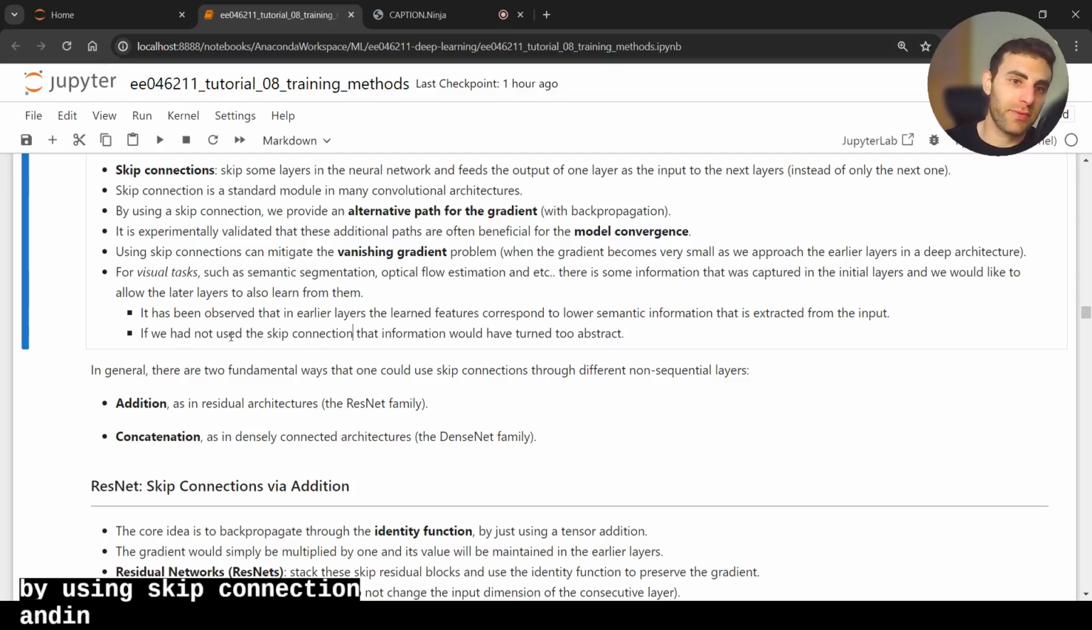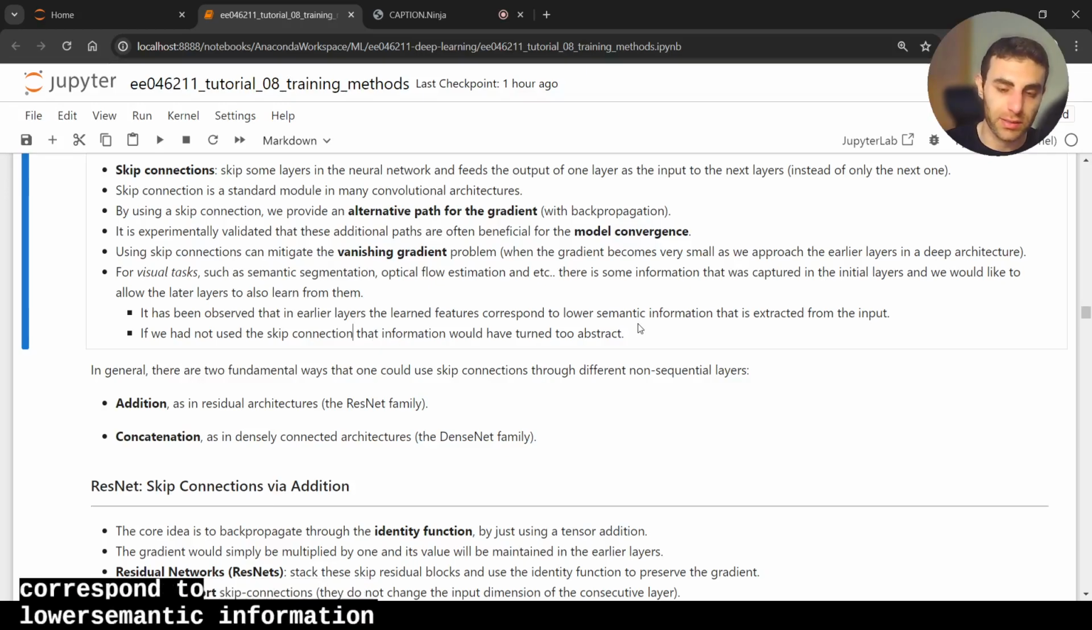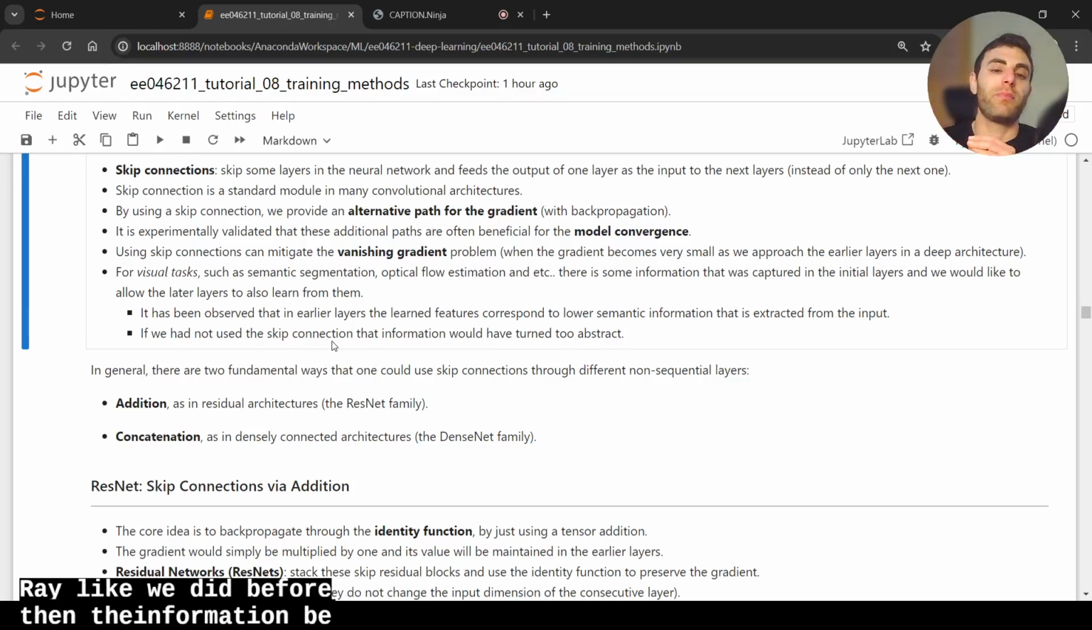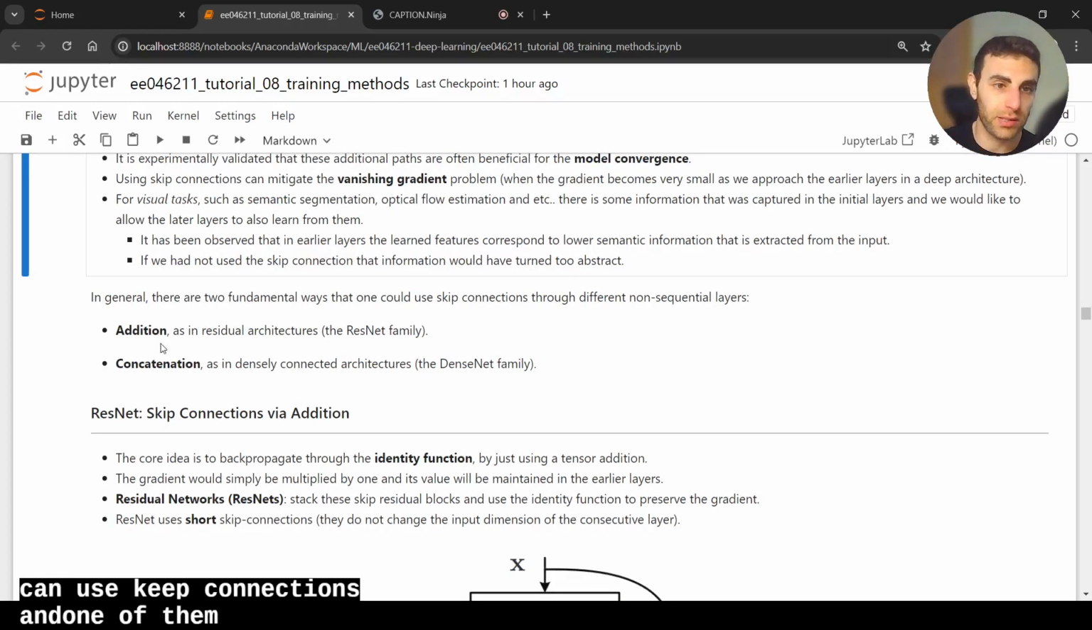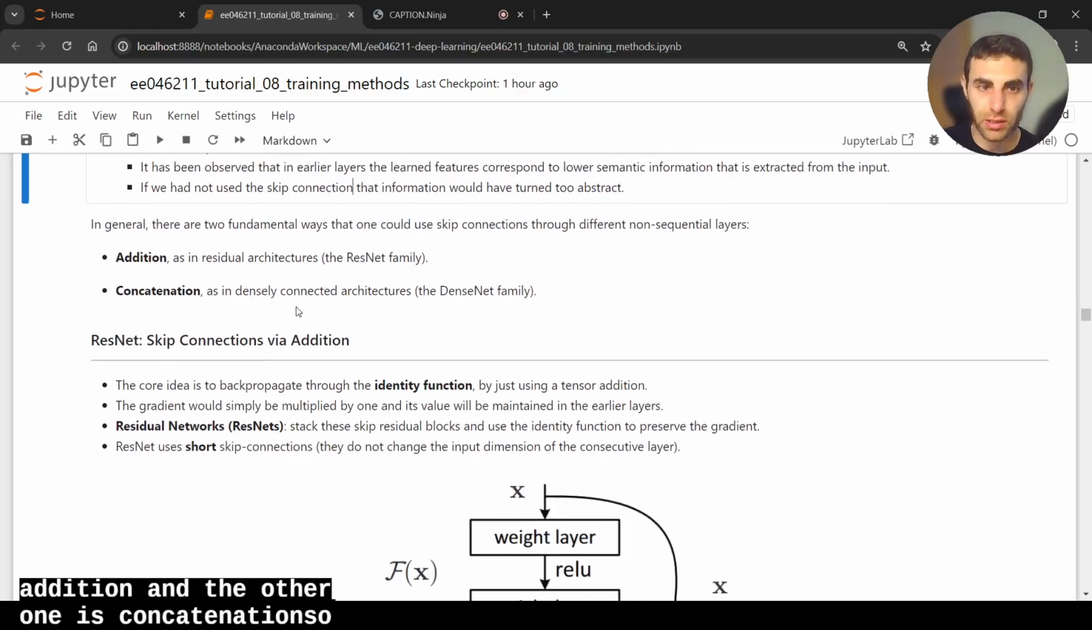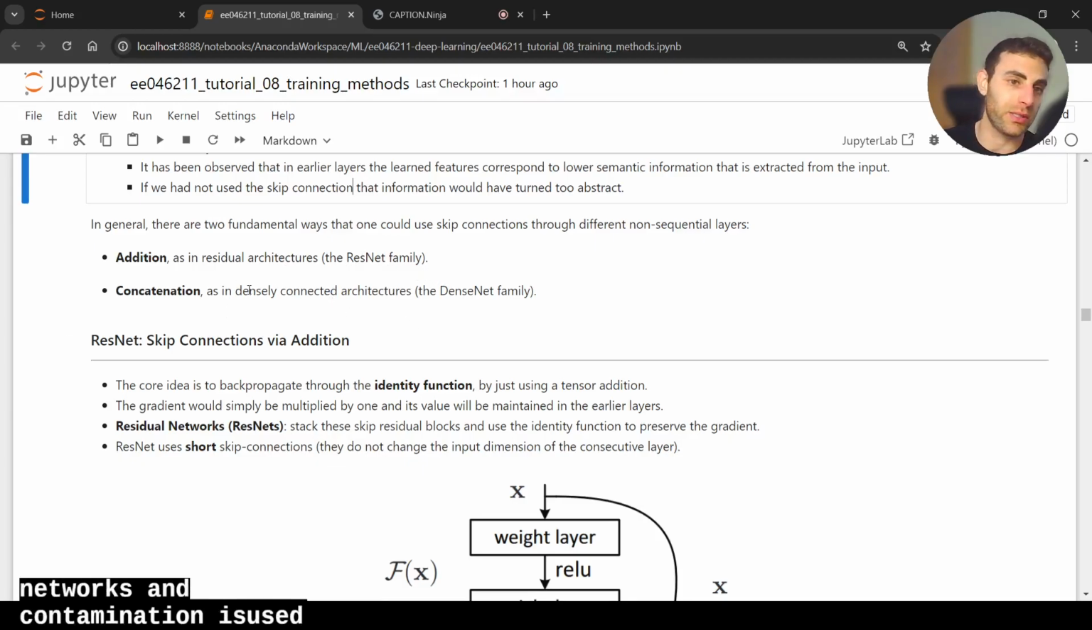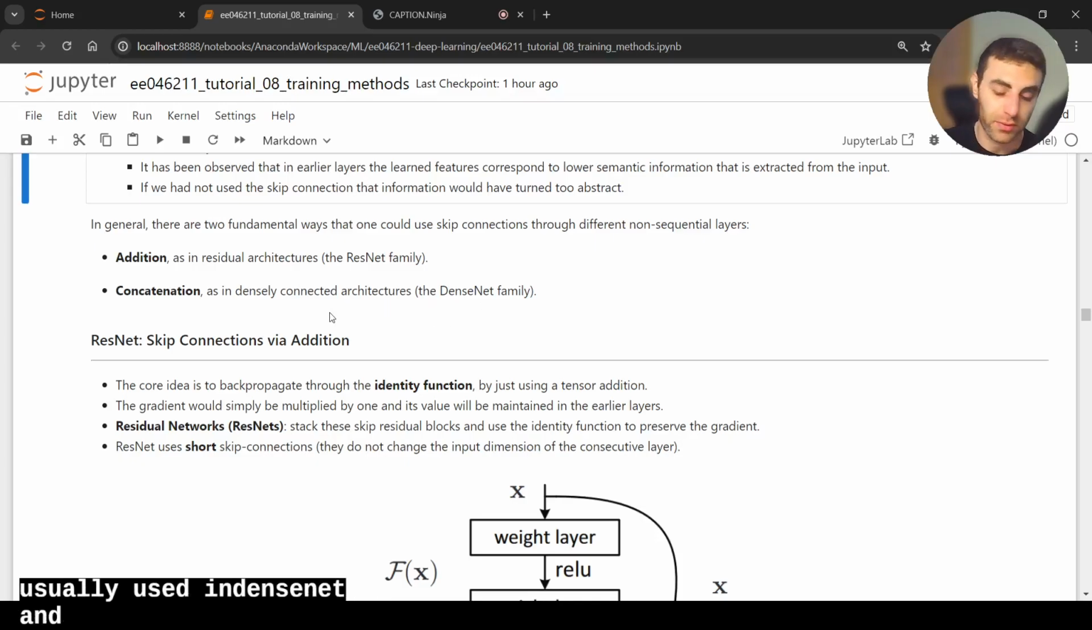In CNNs specifically, it's been observed that in earlier layers, the learned features correspond to low-level semantic information extracted from the input. And if we do not use skip connections and just use the standard way like we did before, then the information becomes too abstract. There are two fundamental ways that we can use skip connections: one is addition and the other is concatenation. Addition is related to residual architectures, so residual networks, and concatenation is usually used in DenseNet and UNet, so we'll talk about them as well.